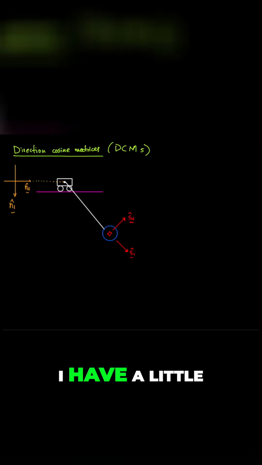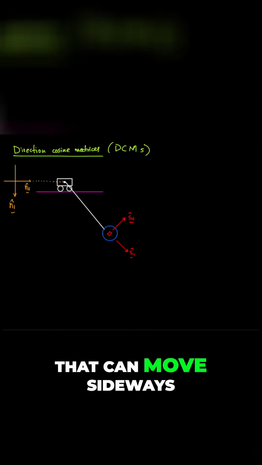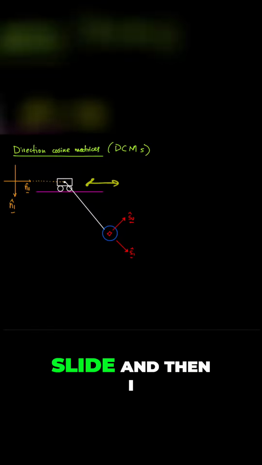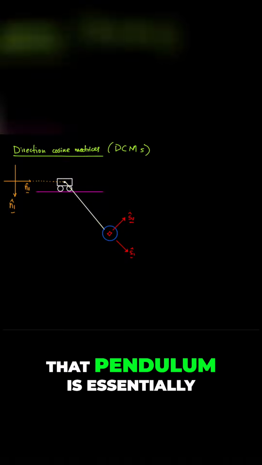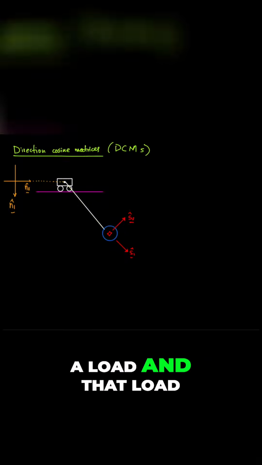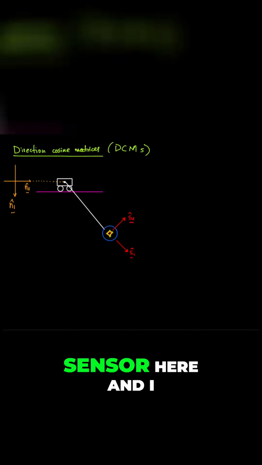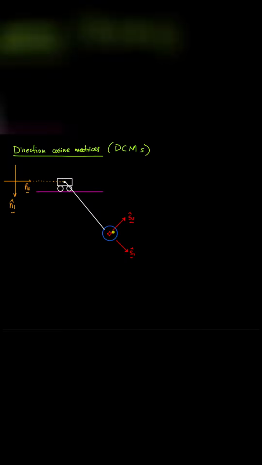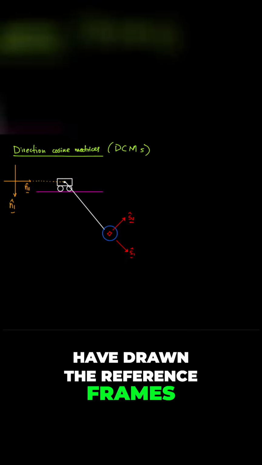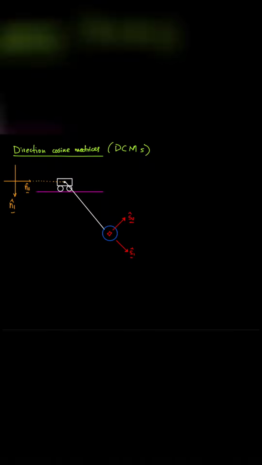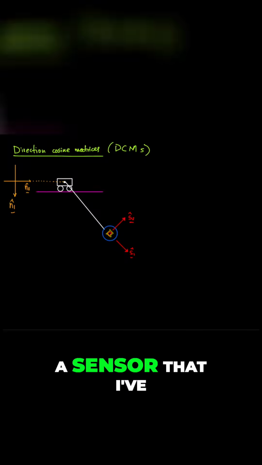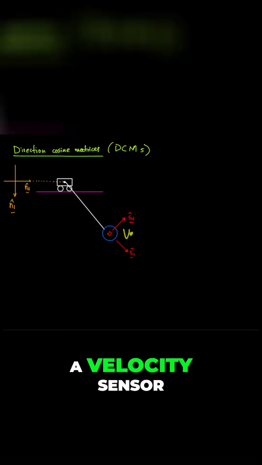I have a little cart here that can move sideways like this. It can slide, and then I have a pendulum attached to that cart, and that pendulum is essentially a load. And that load has a little sensor here. I have drawn the reference frames for the world frame, which is the N frame, as I call it here, and I've drawn the S frame, which is the sensor frame. This little square is a sensor that I've placed there, and it's a velocity sensor.